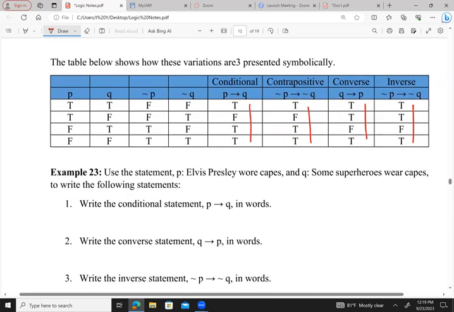So if we use a statement where P is Elvis Presley wore capes and Q is some superheroes wear capes, write the following. Write the conditional statement, if P, then Q, in words. So if Elvis Presley wore capes, then some superheroes wear capes.